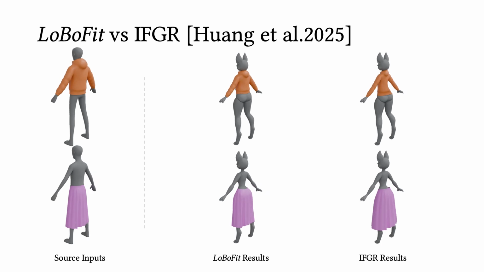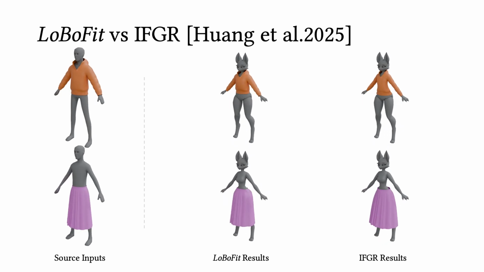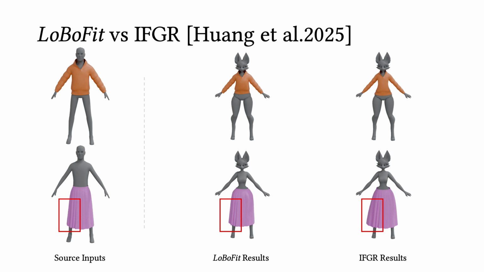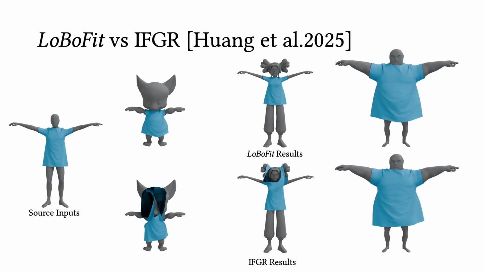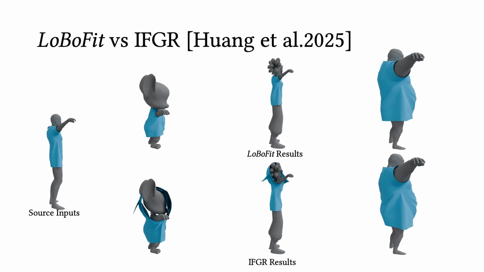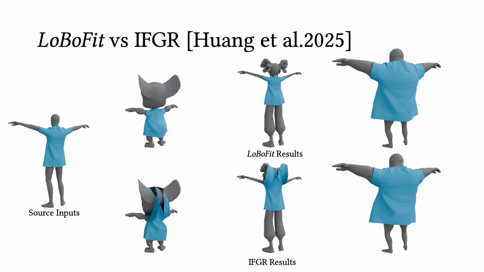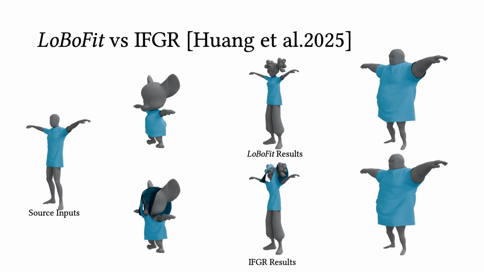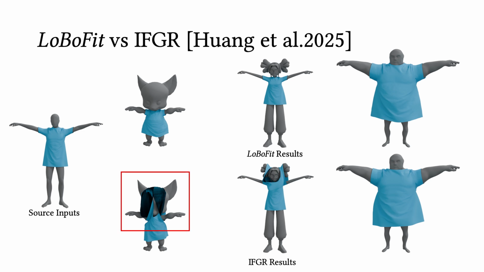On garments authored in a canonical pose, LoBoFit better preserves the original design features during transfer. IFGR hard assigns vertices to their nearest bones, which can be semantically wrong under arbitrary poses and destabilize inflation. For example, the mouse ears get attached to the shoulder in a lateral raise pose and are pushed upward.